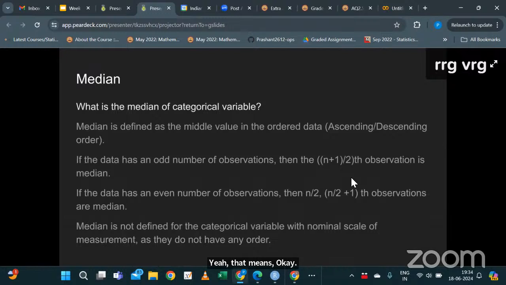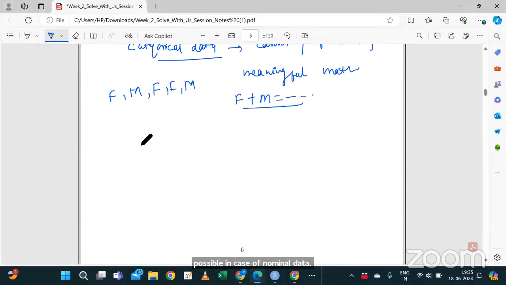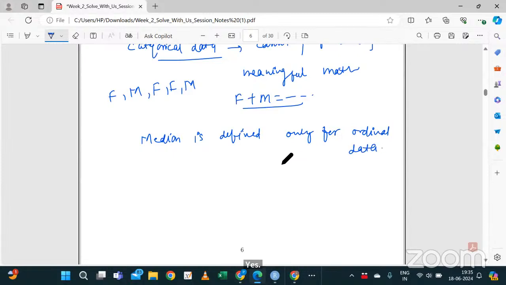Also, for the median we need to arrange the data in ascending or descending order, which is not possible in the case of nominal data. So median is defined only for ordinal data, right? Is this clear to all of you? Median is defined only for ordinal data.